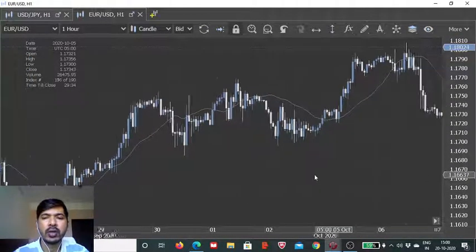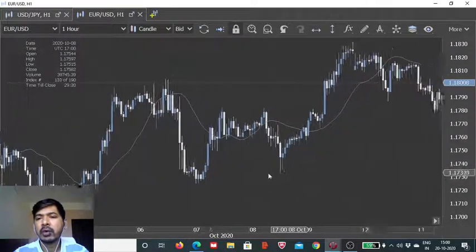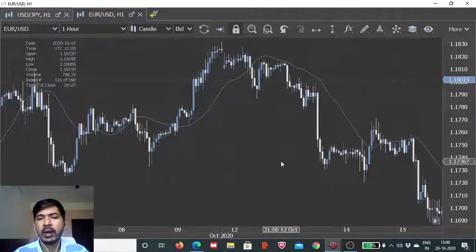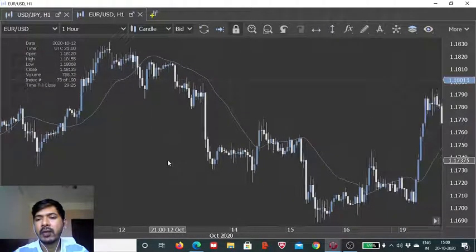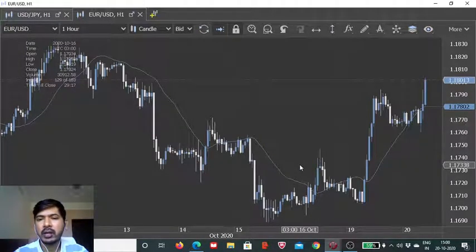We have to make sure that the risk reward ratio is in our favor: if the trade goes in profit we should be able to make a good amount of money, and if it ends up in loss we shouldn't be losing too much money. So that's how we look for trading opportunities.